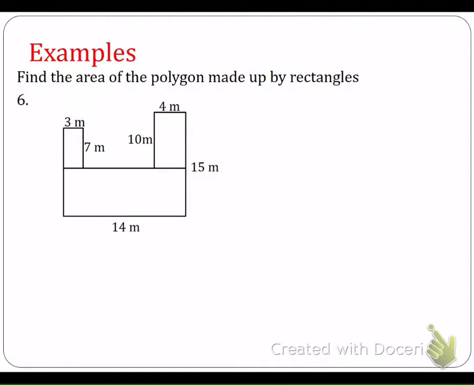I don't really have space to write it out, but 3 by 7 would give us the area of 21 square meters. All right, now over here. 10 and 4. 40.